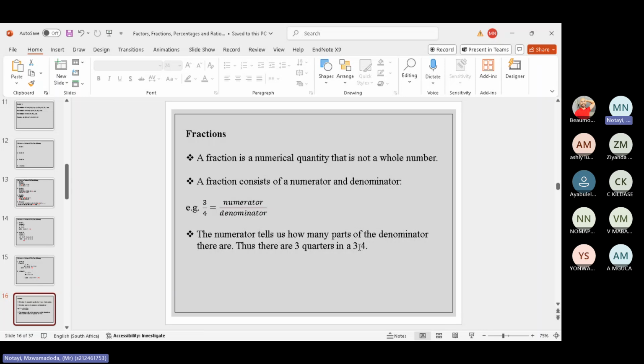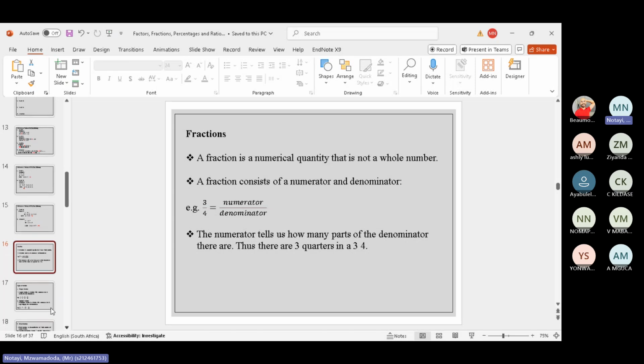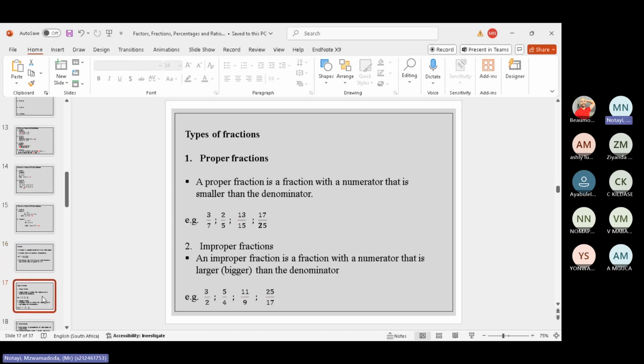3/4. Okay. So types of fractions. The first one is a proper fraction. What is a proper fraction? A proper fraction is a fraction with a numerator that is smaller than the denominator. We have the numerator being smaller than the denominator. Examples are 3/7. Number 2, 2 divided by 5. And the other one we have 13 divided by 15, 17 divided by 25.